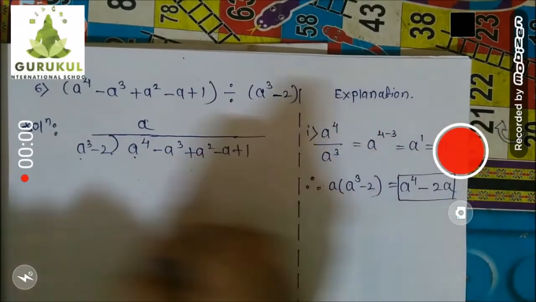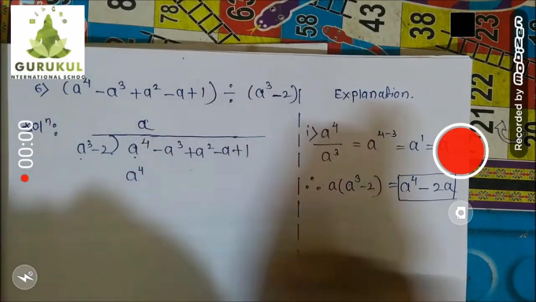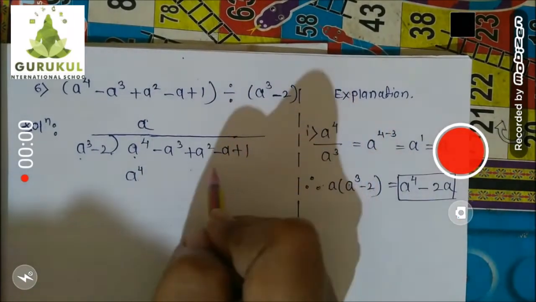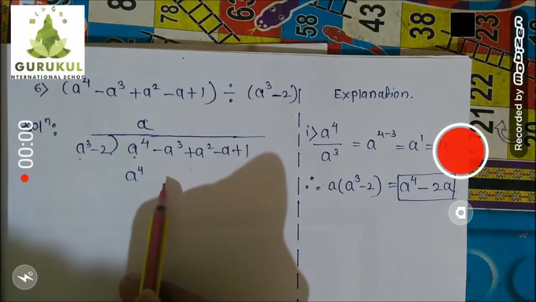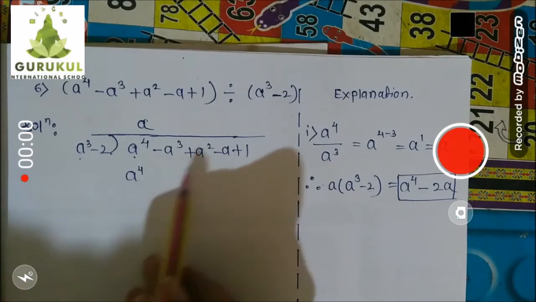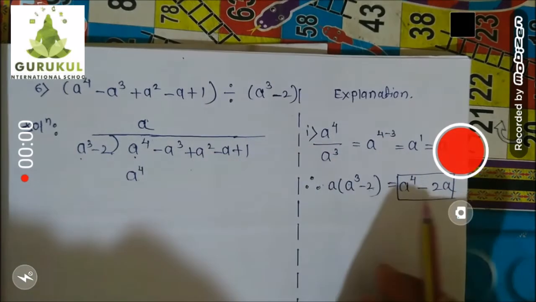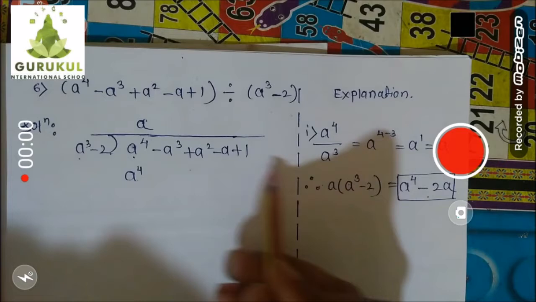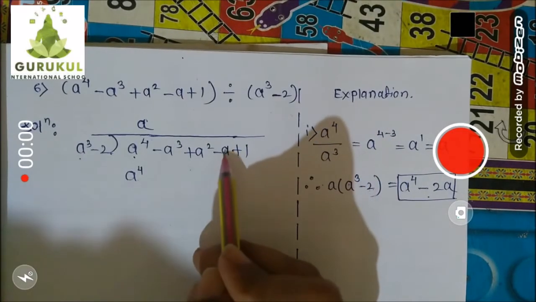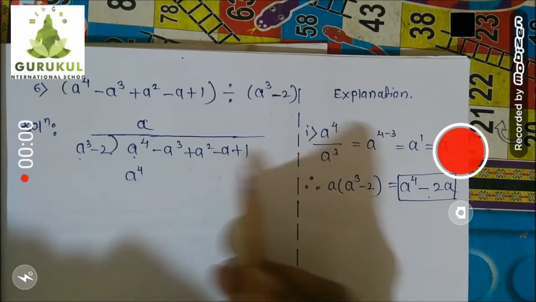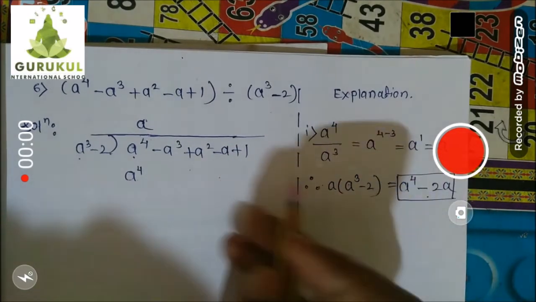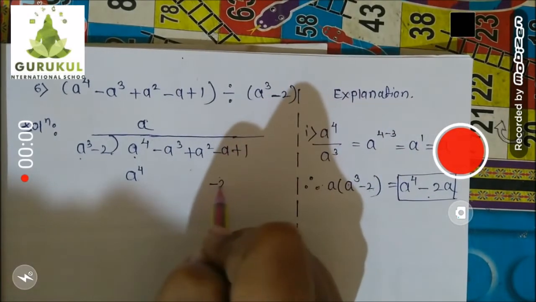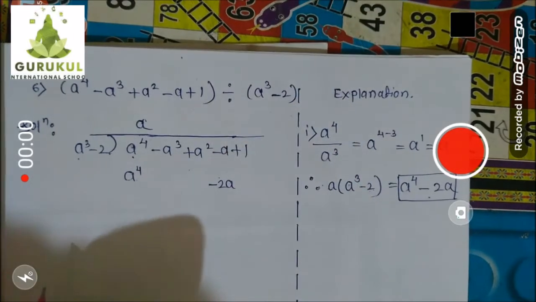So a raised to 4 I will write below a raised to 4 and minus 2a I will write below a cube, children? No. Below a square? No. Minus 2a I will write below this a. Remember, while writing you have to write down like terms one below the other. So minus 2a position is below minus a because they are like terms.